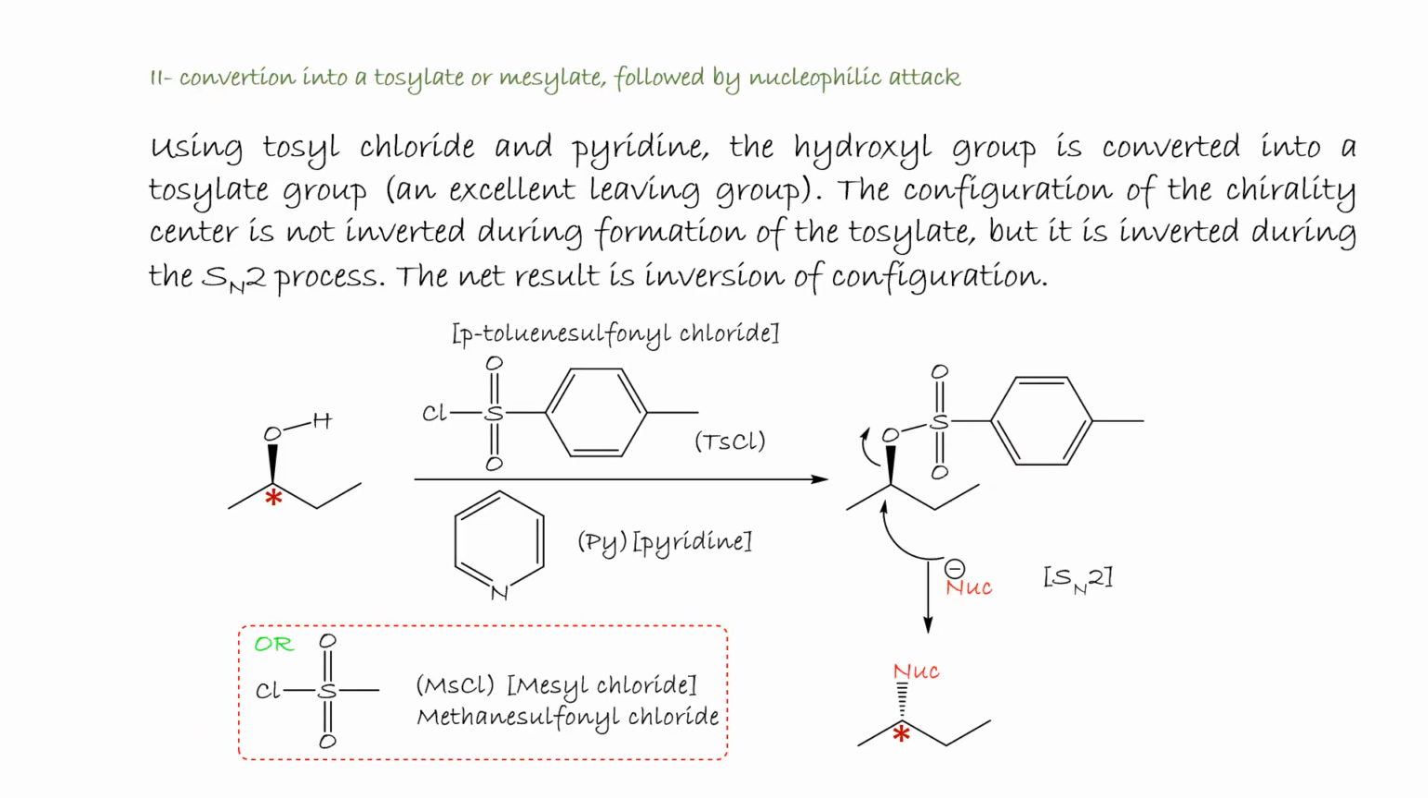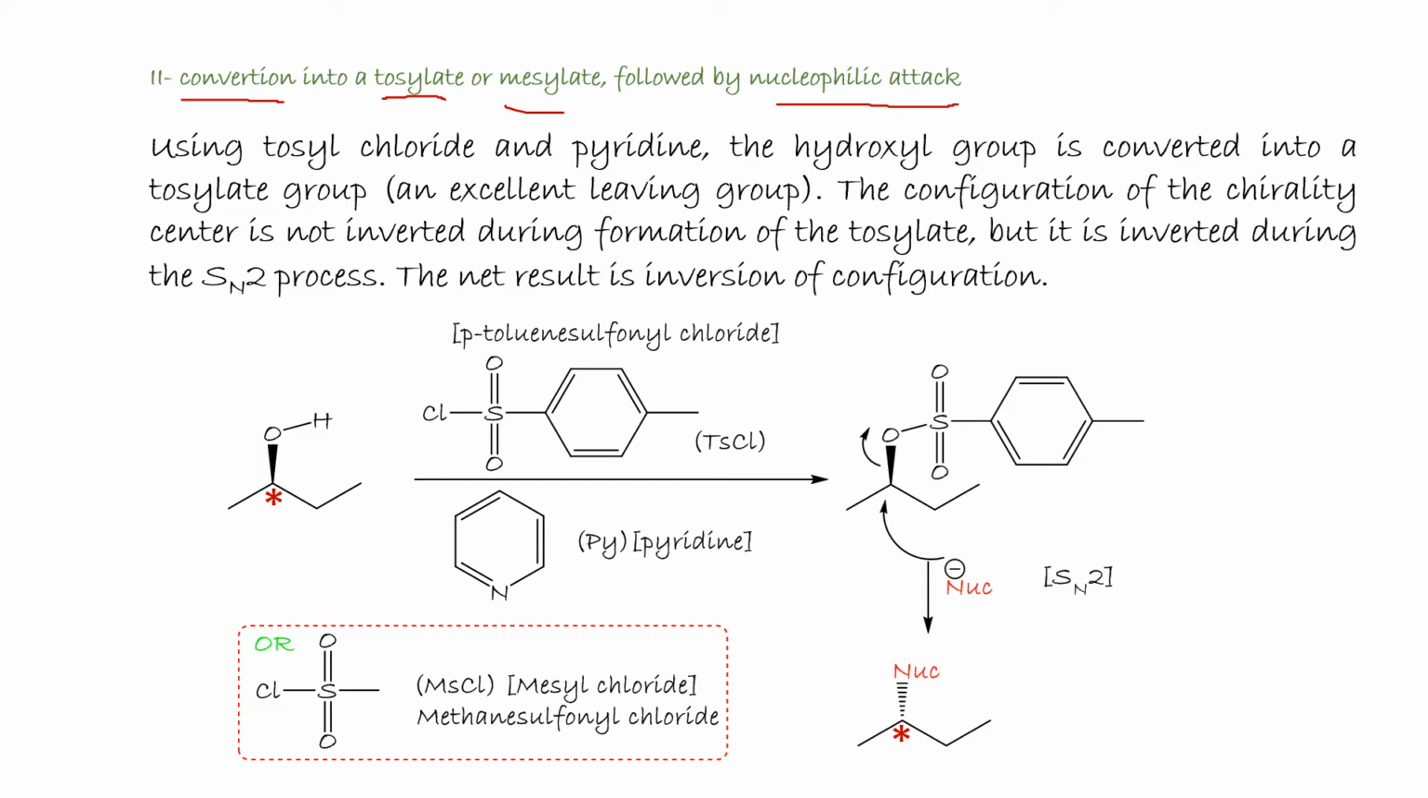To continue substitution and elimination reactions, converting the alcohol to tosylate or mesylate, followed by nucleophilic attack. As we know by now, OH is a bad leaving group. In the previous reactions, we activated that OH by protonation to form a better leaving group, water, or we reacted with zinc chloride to form a Lewis acid-base complex and form a better leaving group.